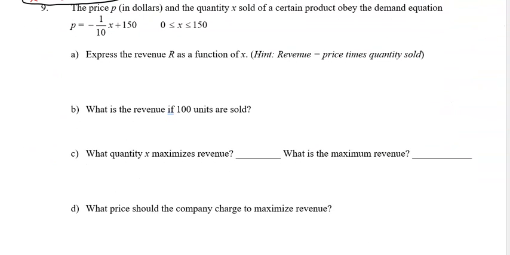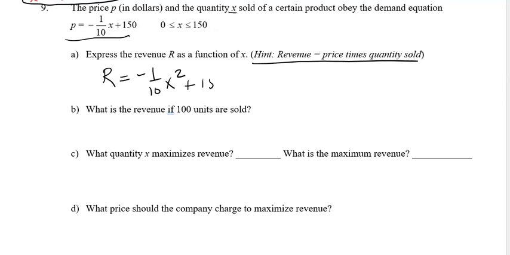All right, number 9, express the revenue R as a function of X. So we have to remember that revenue, I'll give you a strong hint here, revenue is price times quantity sold. Well, here's the price. Quantity sold is called X, so we just multiply those together. So there's the answer for A.